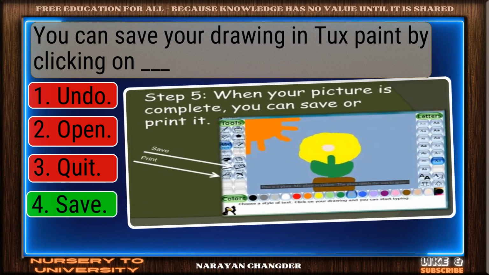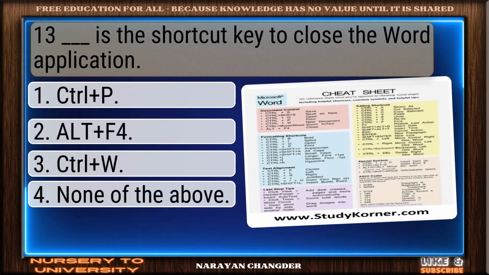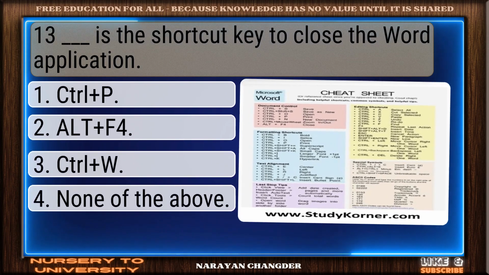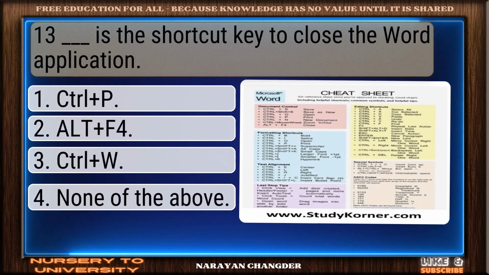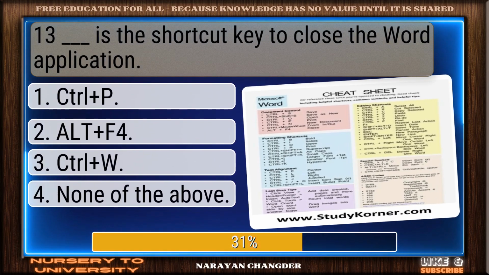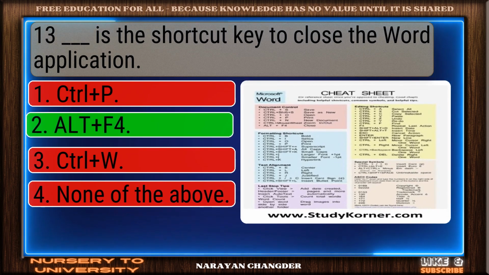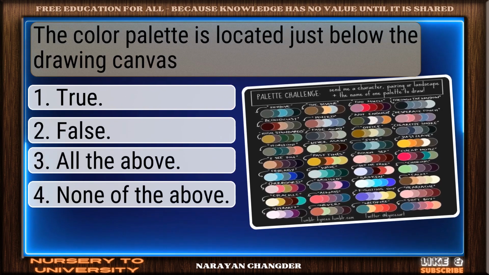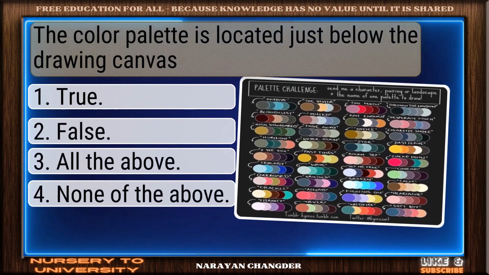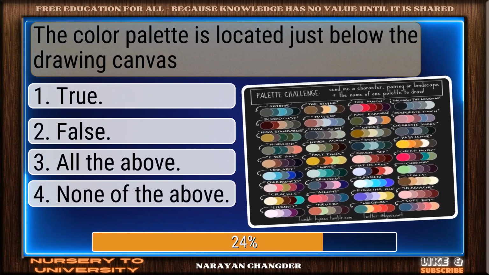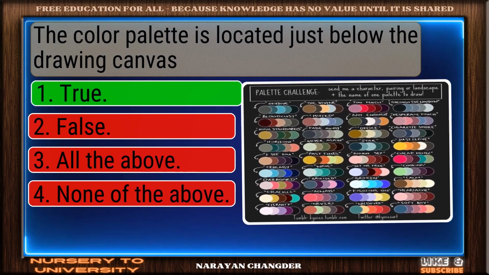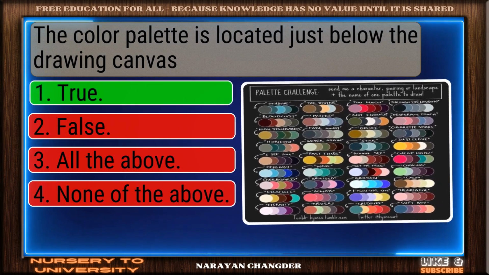Strong choice. Save is right. 13 dash is the shortcut key to close the word application. Nice work. Alt plus F4 fits perfectly. The color palette is located just below the drawing canvas. Good thinking. True is right.